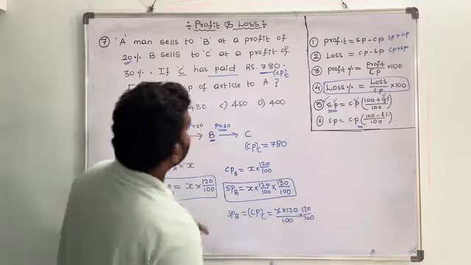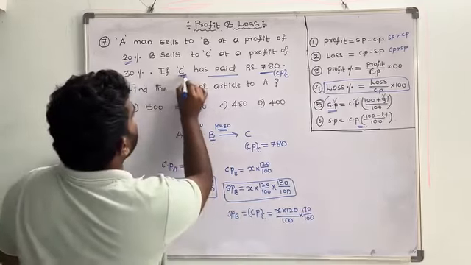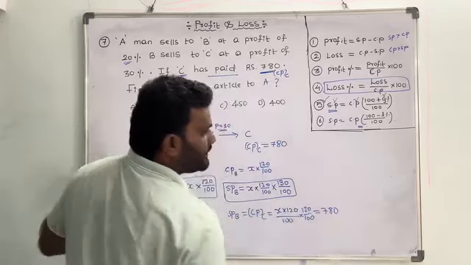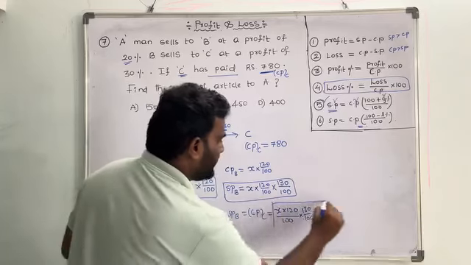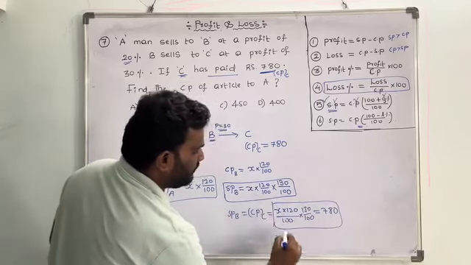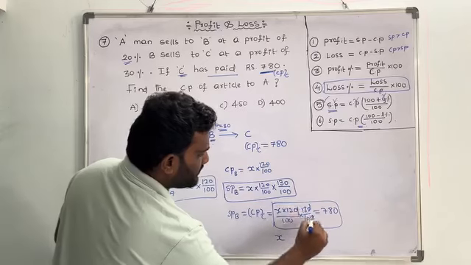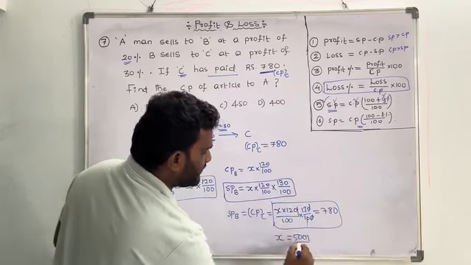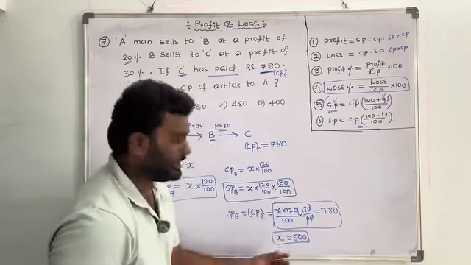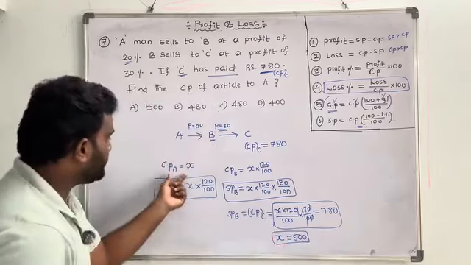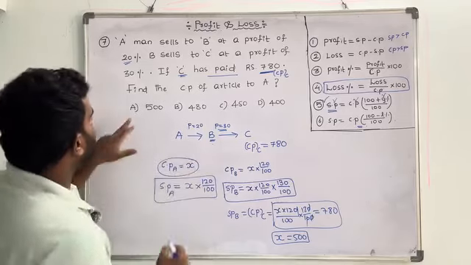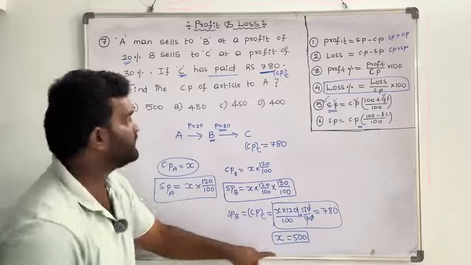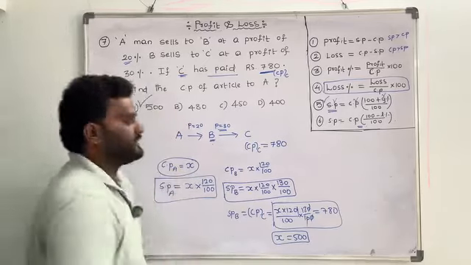But in the question, the cost price for C is given as 780, right? Make this equal to 780. Simple simplification. Find x. If you solve for x, the 100s cancel, so x will be 500. Okay, this is the process. What is the x we assumed? Cost price of A. So what is it asking? Find the cost price of the article to A. Answer is 500. Option A is the right answer.